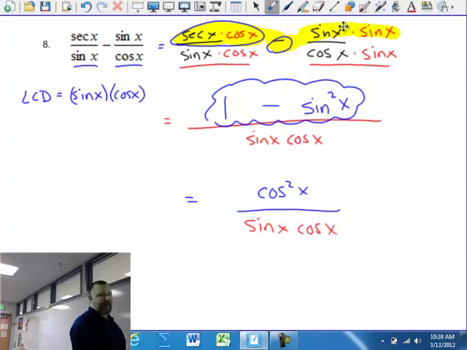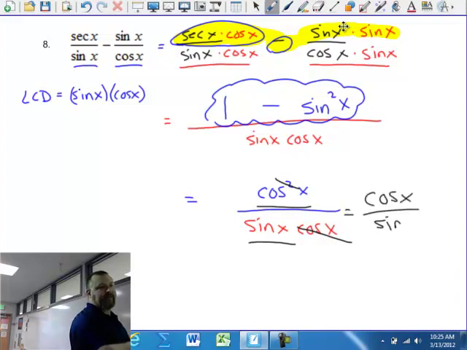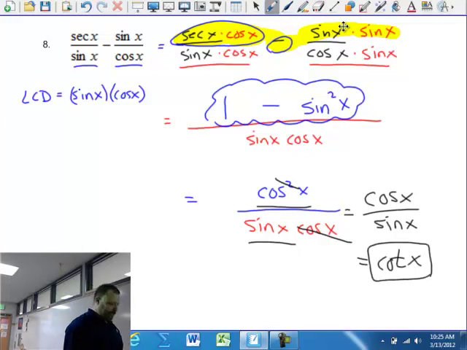But what can we do now that we have one single term in the numerator? Oh, and we don't have any adding or subtracting, so we can cancel. All multiplying and dividing means you get to cancel like terms. So cosine of x cancels with one of those. So it's cosine x over sine x. And what is cosine x over sine x? Cosine x over sine x is cotangent. Awesome. Much nicer. One single term, piece of cake.